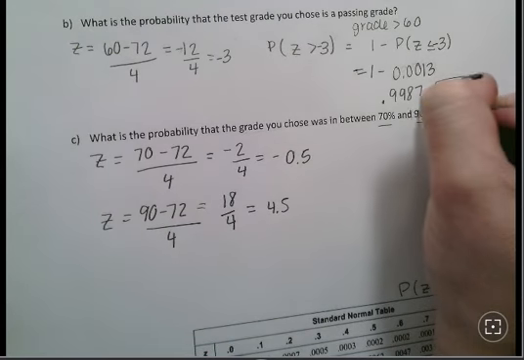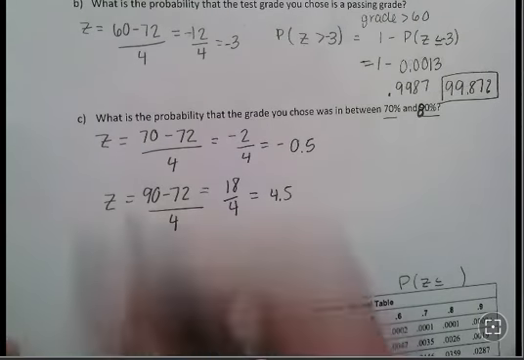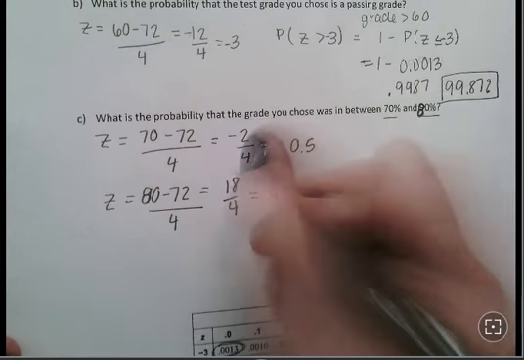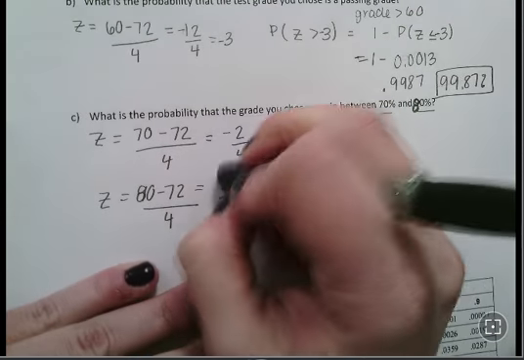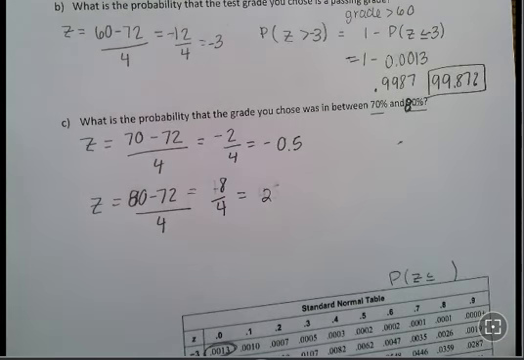Hey, what if we changed this to 80? Sorry about that. 80%. So then this would make it 80 minus 72, which would be 8 over 4, and 8 divided by 4 is exactly 2. Okay, that works better.